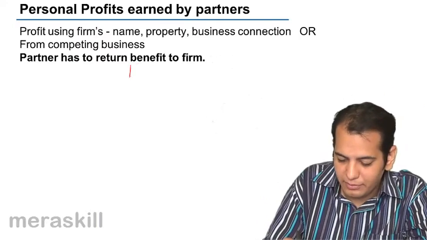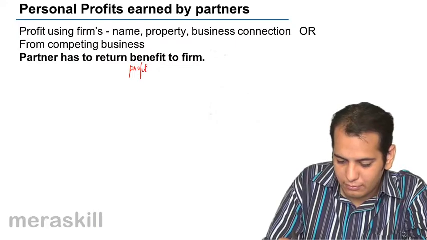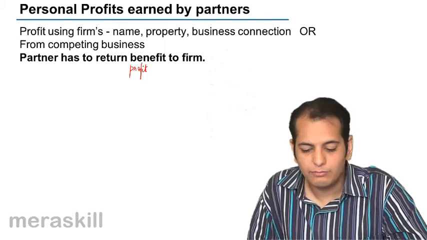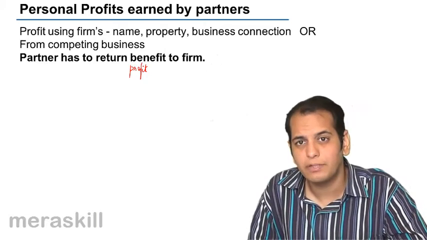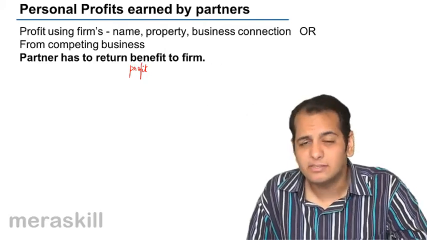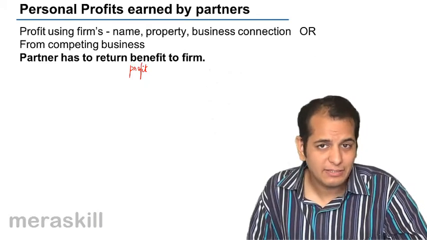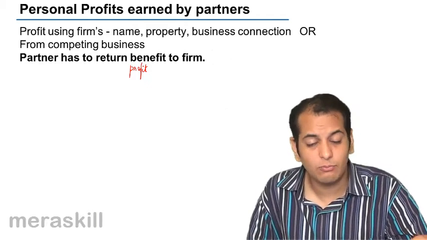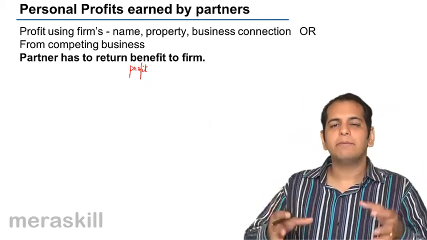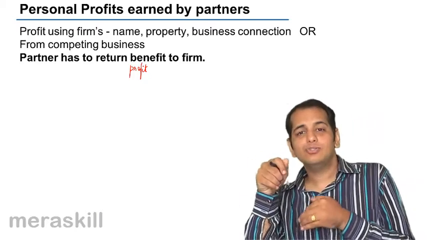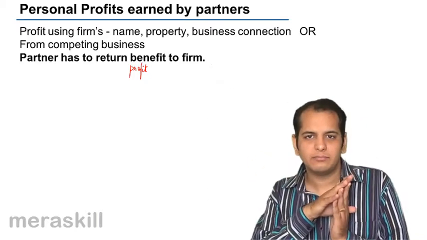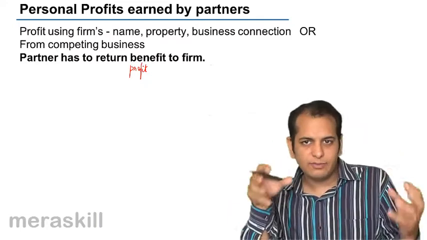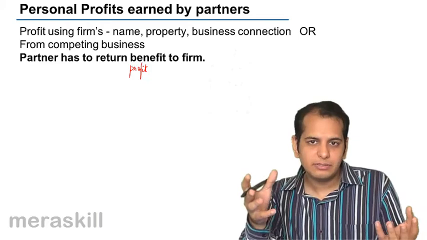Now the benefit may be the profit that he has earned by using the firm's name, by using the firm's property, by using the business connection of the firm. If he has made any profit, he has to return it to the firm. Or if he is doing a competing business. Now, what do you mean by competing business? Competing business means that the partner is doing the same business in his own name. He's competing with the firm in the same business. Let's say the firm is into the business of selling garments.